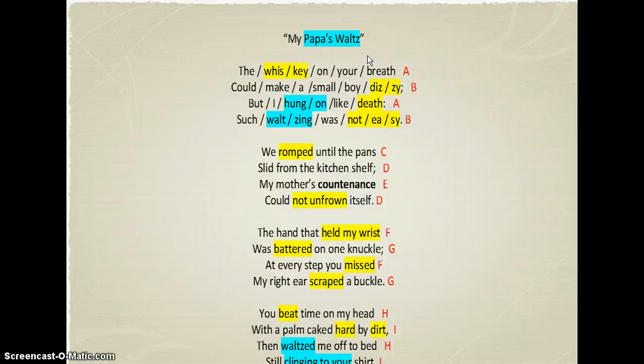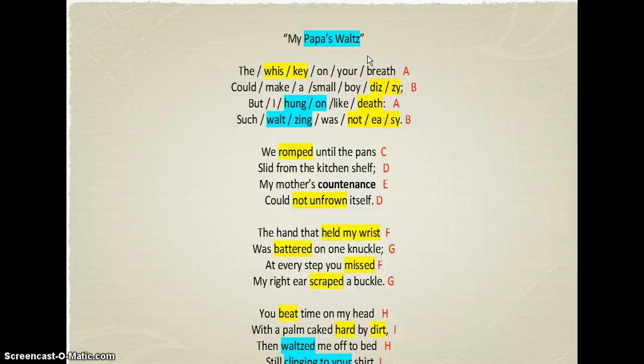And again, like, we romped until the pan slid from the kitchen shelf. My mother's countenance could not unfrown itself. So a lot of people say that oh, she's upset because the father's beating the child. His hand is battered, so he's been hitting the child. But then you have to go to the last stanza and wonder, why would his hand be caked with dirt?